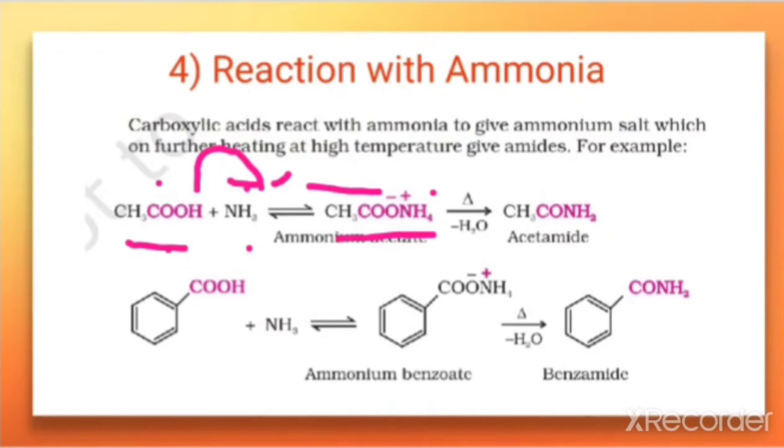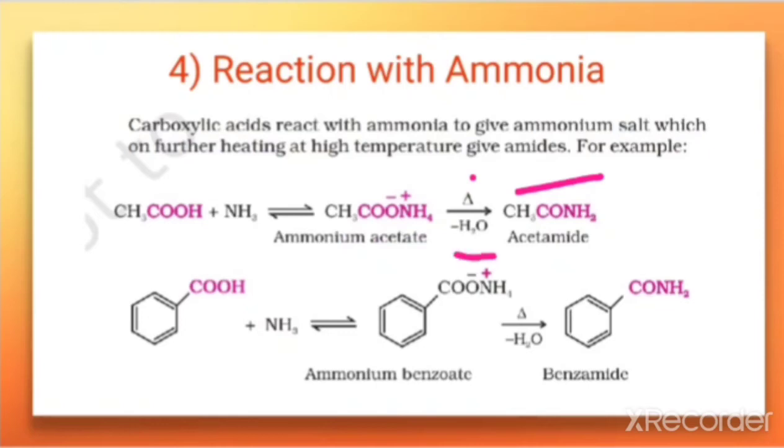Now this is further heated. When it is further heated, what happens? It results in the formation of amide. There is a formation of amide here by removal of water. That is, one water is removed from here, which is clear from this equation. Two hydrogens from here and one oxygen from here are removed. So water is removed. Now the product which is formed here is called an amide. And this amide is particularly named acetamide.